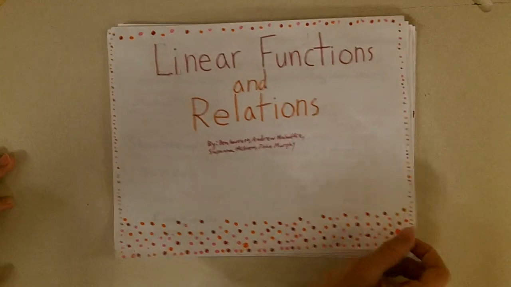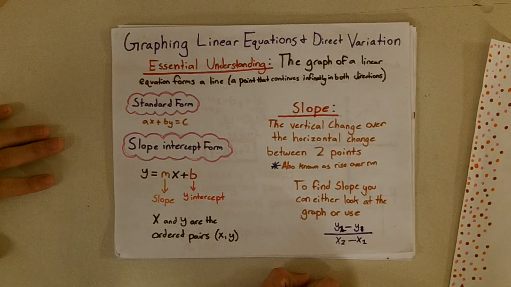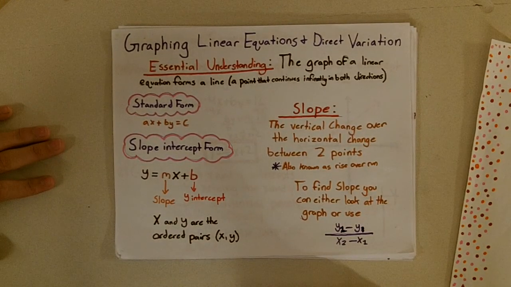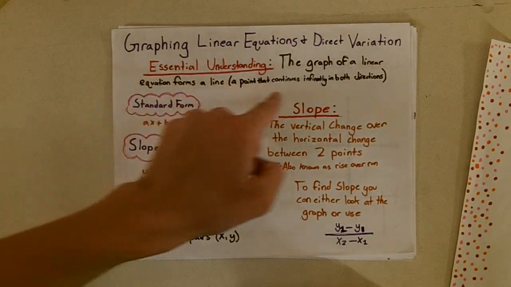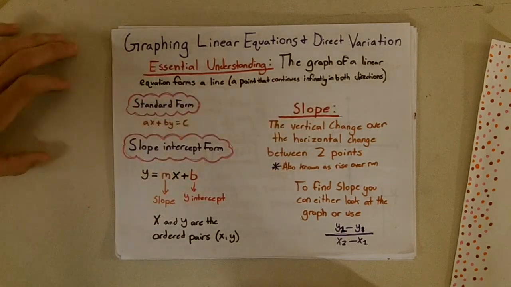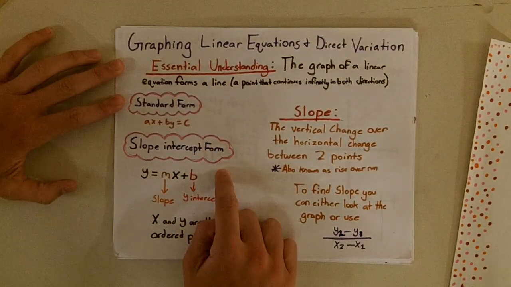Linear functions and relations. Graphing linear equations and direct variation. Now, the thing to understand about linear equations is that it's really just an equation that forms a line, and a line is just a point that continues infinitely in both directions. Now, there are two ways to express linear equations. You can do it in standard form or slope-intercept form.